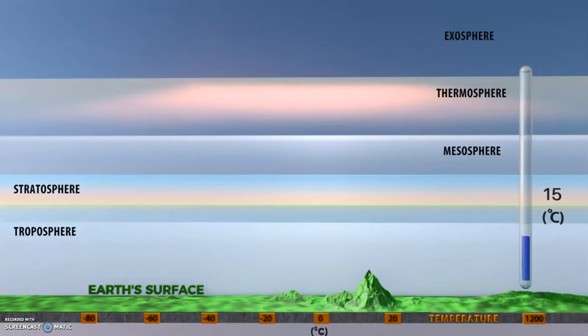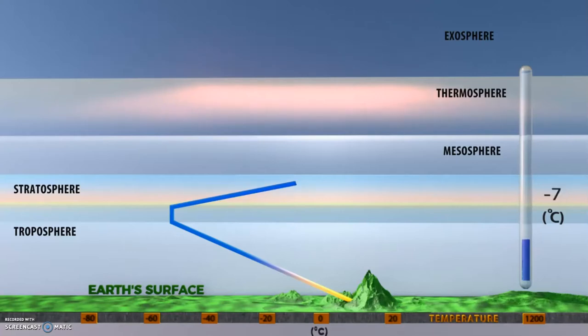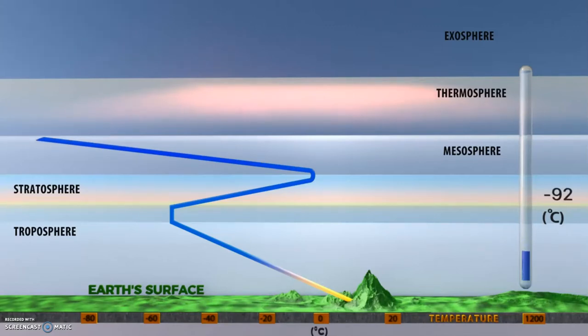Alright, so in the troposphere, as height increases, temperature decreases. In the stratosphere, as height increases, temperature increases. Okay, they are directly proportional to each other. In the mesosphere, like in the troposphere, as height increases, temperature decreases. So they are inversely proportional to each other, the height and their temperature.